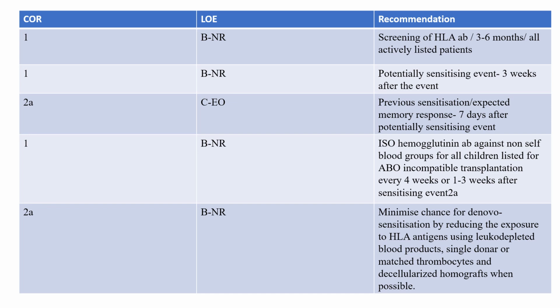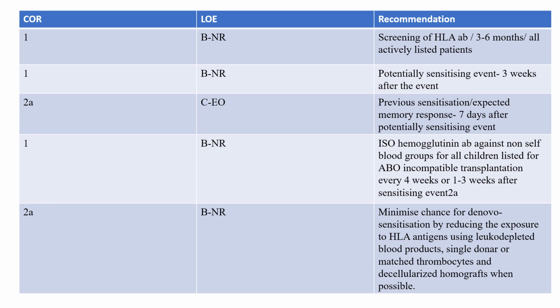And isohemagglutinin antibody against non-self blood groups should be tested for all children listed for ABO incompatible transplantation. For ABO incompatible transplantation in children, because it takes 6 to 24 months for the isohemagglutinin to mature to the adult form in children, we have to do the isohemagglutinin test for pediatric patients every 4 weeks, or every 1 to 3 weeks if there is a sensitizing event. Here the class of recommendation is 1 and the level of evidence is moderate with non-randomized studies.